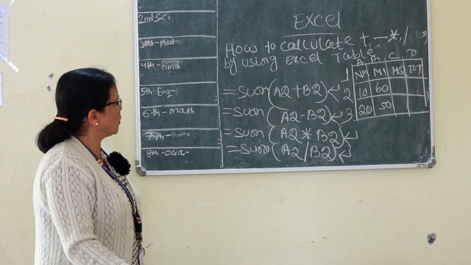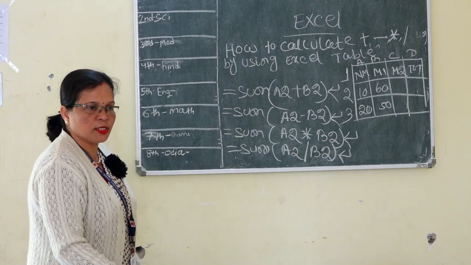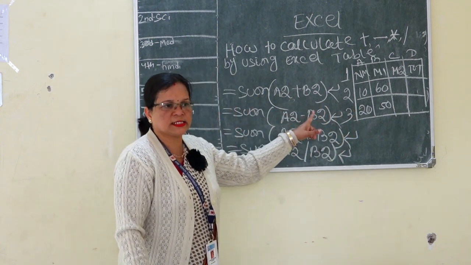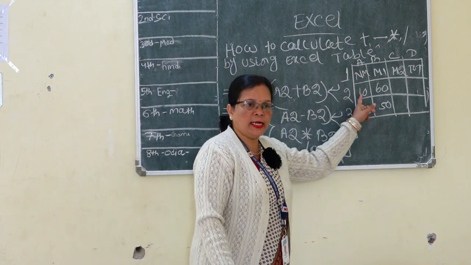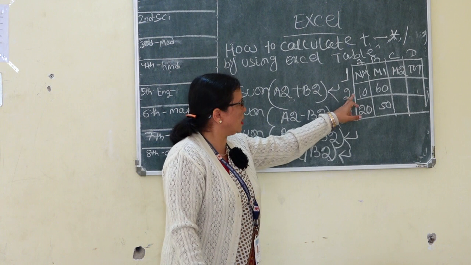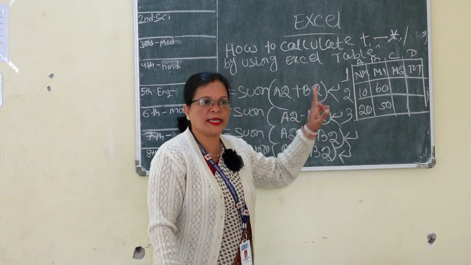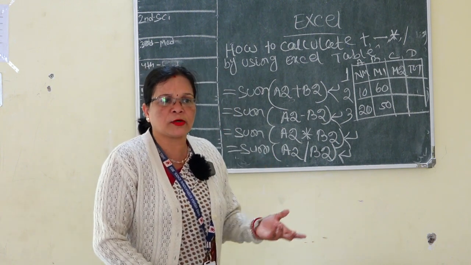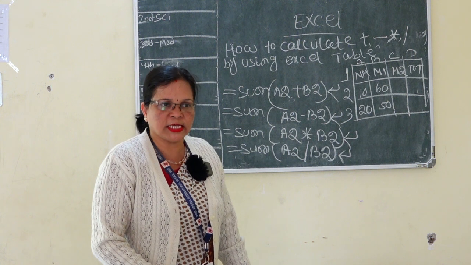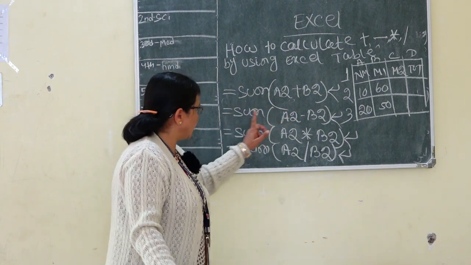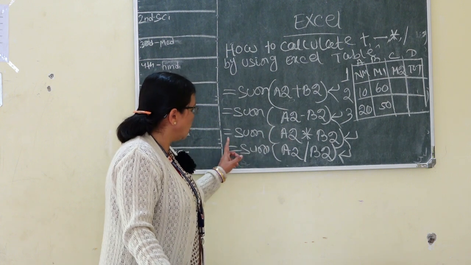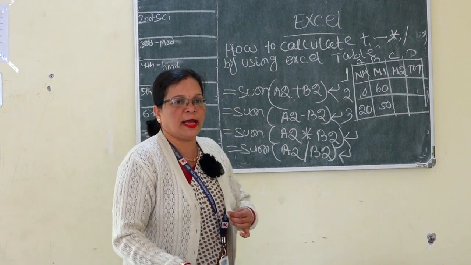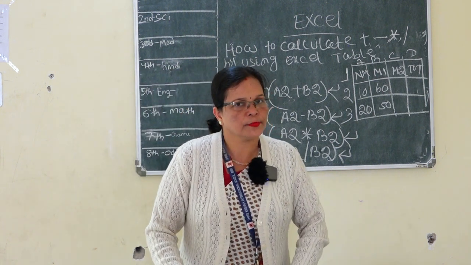So how to calculate plus minus into division in Excel by using the Excel table: equal sign sum, we can take the cell numbers of 10 and 60, two cells number A2 and B2. We can take the two cells number, because without two numbers it is impossible to calculate the plus minus into division. Yes and no? So equal sign sum A2 plus B2, equal sign sum A2 minus B2, equal sign sum A2 into B2, and equal sign sum A2 divided by B2. Clear? Okay, thank you.